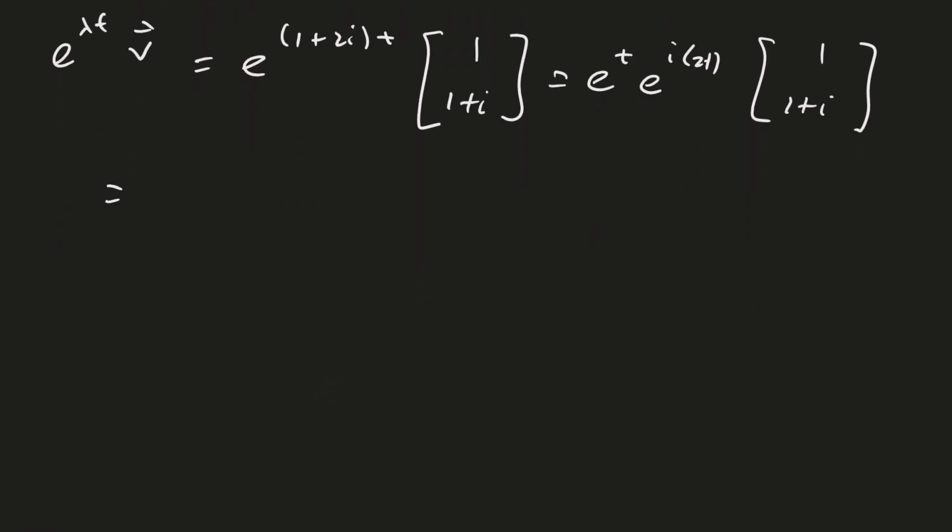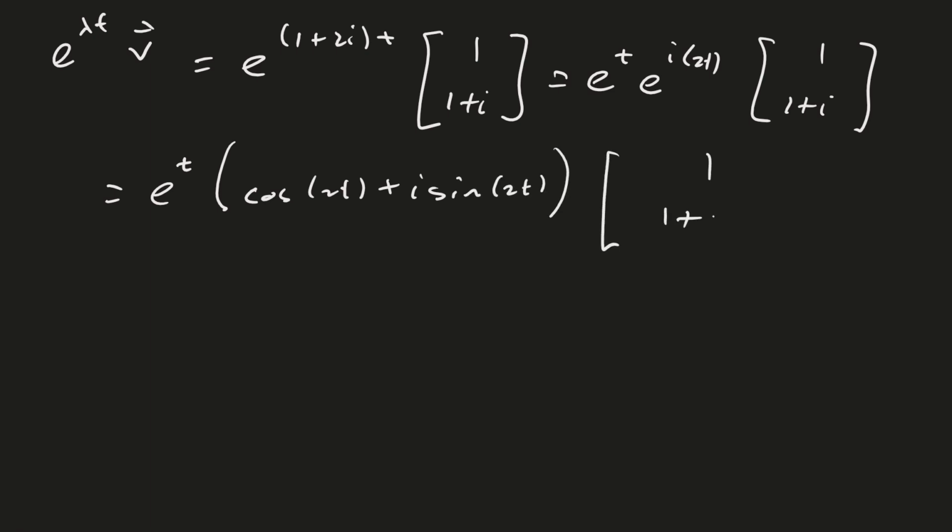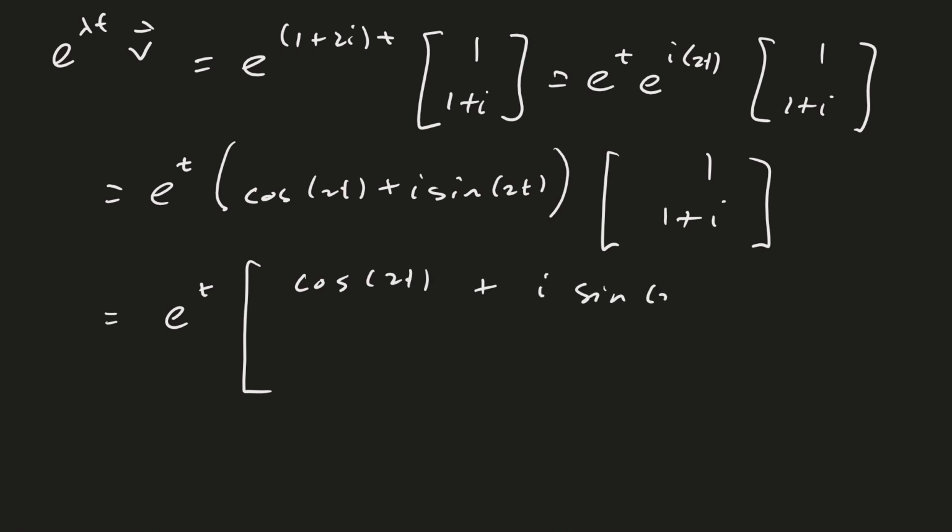That's equal to e to the t times cosine 2t plus i sine 2t, times 1 plus i. And now we have to FOIL that out, so that's e to the t, and then the vector is, this one's just going to be cosine of 2t plus i sine of 2t. But then this one, if I FOIL it out, cosine of 2t times 1 is cosine of 2t.